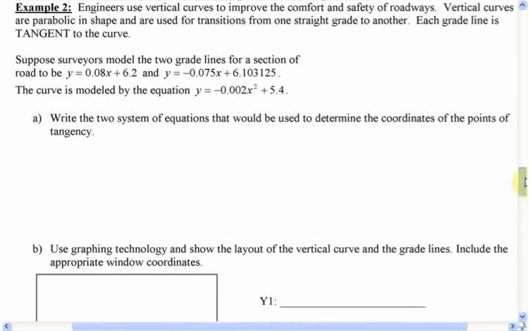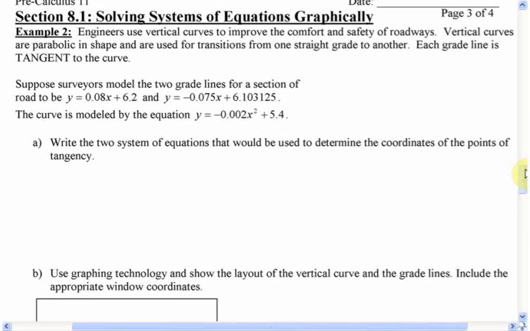Now here's a question where it talks about how engineers use these systems of equations to help them out. So engineers use what they call vertical curves to improve the comfort and safety of roadways. Vertical curves are parabolic in shape and are used to transition from one straight grade to another. Each grade is tangent to the curve.